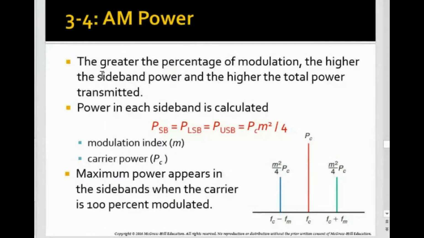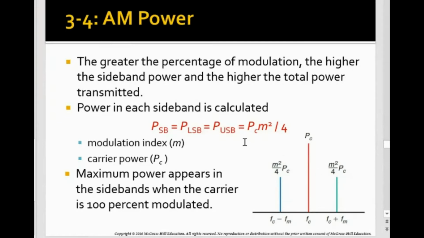So now we talk a little bit more on the power related to the spectrum. Here we can show by a spectrum. The greater the percentage of modulation, the higher the sideband power and the higher the total power transmitted. So power in each sideband is like this. One sideband power, either lower sideband or upper sideband, both of them have the same power, equal to carrier power times modulation index squared over 4.